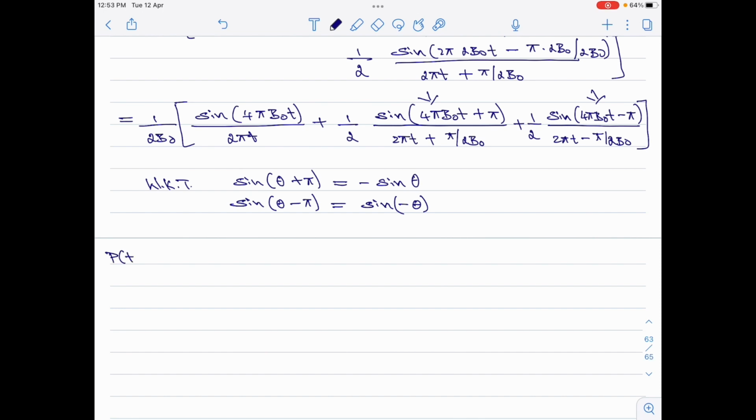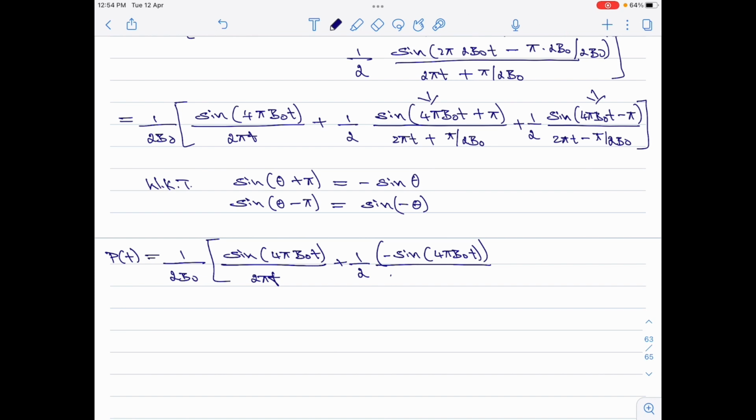So, it would become plus 1 by 2 into, we have sin theta plus pi which is minus sin theta. So, it would become minus sin of 4 pi b naught t divided by, the denominator is retained as it is, then 1 by 2 sin of theta minus pi is sin of minus theta. So, it would be sin minus 4 pi b naught t divided by, denominator once again retained as it is.